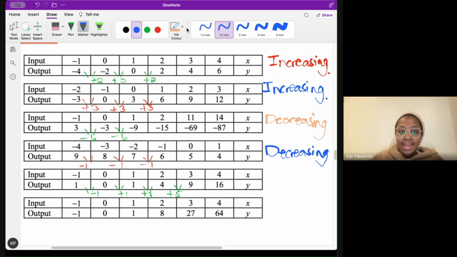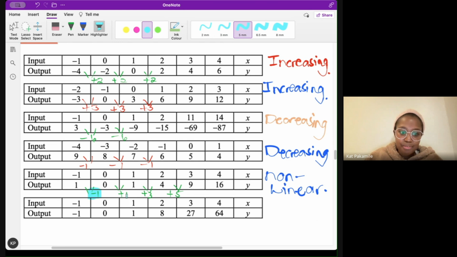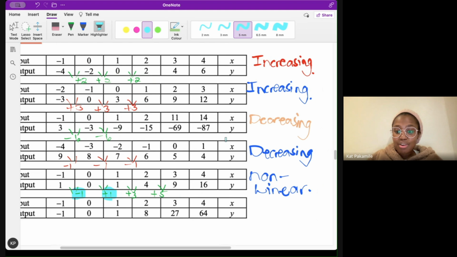Why do I have different types of values here? Why can we not decide if this is increasing or decreasing? Ha! Alice, my dear, this is a non-linear graph. And what does it mean when I now had a negative, but now I'm having positives? That means, what's going on with my graph? Ha, it changed direction. Beautiful, Alice.